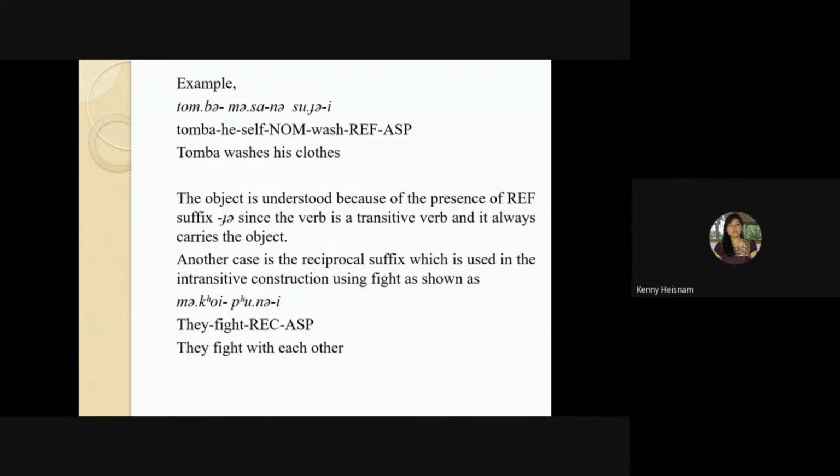And another case of the valence decreasing category is the reciprocal suffix. In the example shown below, Makoi Pune, that is, they fight with each other, because of the presence of this reciprocal marker na. It is assumed that someone or some people are involved in the fighting.